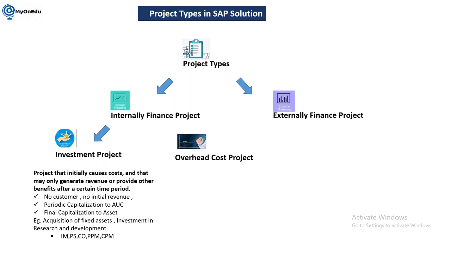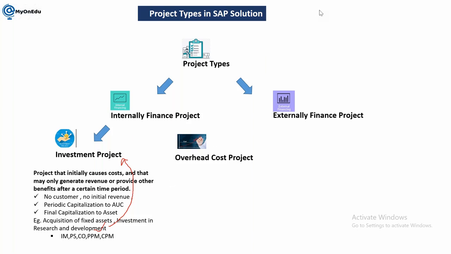When you are going to implement this project in SAP, these are some of the modules which will help you to implement the business process. First is investment management. Second is project system, CO controlling, PPM portfolio project management, CPM is commercial project management. As per the functionality we have in PPM, it is the best suited for investment projects. But it doesn't mean we cannot use PPM for overhead or externally financed projects. But as per the functionality, the maximum functionality can be utilized in investment projects only, not in customer projects.